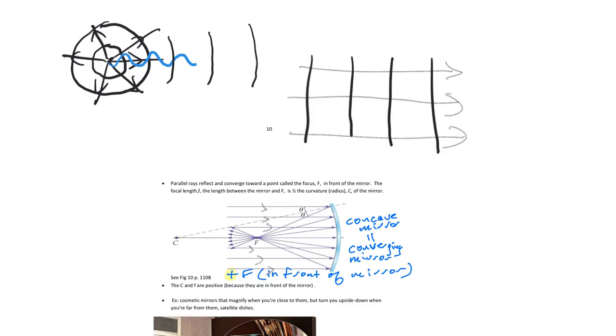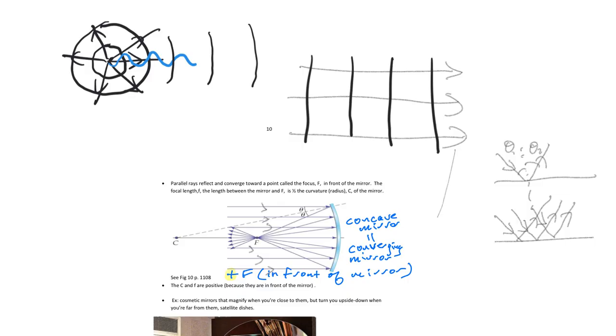Okay, so in this unit we're going to talk about mirrors and lenses. Let's start out with curved mirrors. We already talked about plane mirrors, and basically in a plane mirror, the angle of incidence is equal to the angle of reflection. And so if you had parallel rays hitting a plane mirror at an angle, they'd all reflect parallel as well.